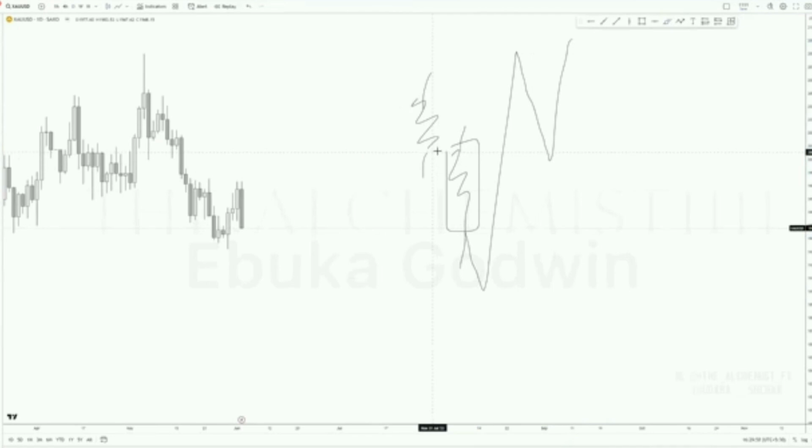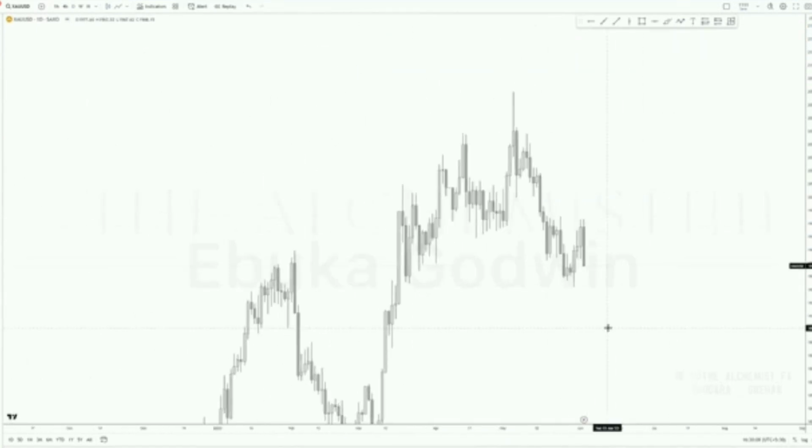Like I told you, it is a type of SNR. So if a support is broken, it turns into resistance. If a resistance is broken, it turns into support. Very simple. So let me show you some examples of open close levels now.